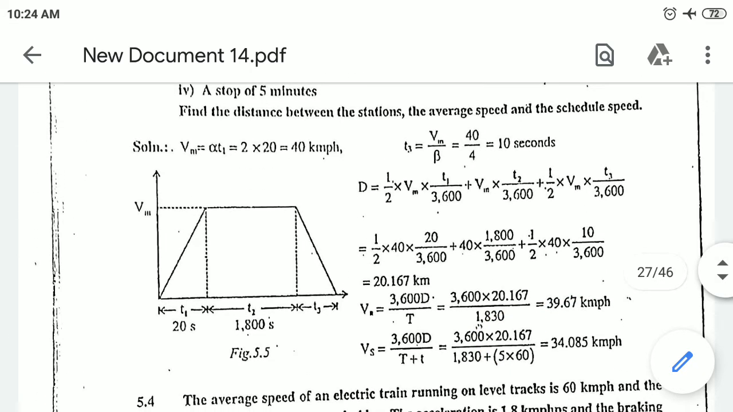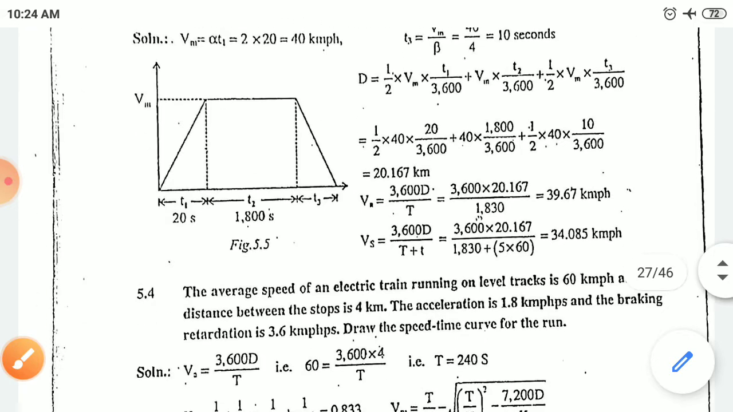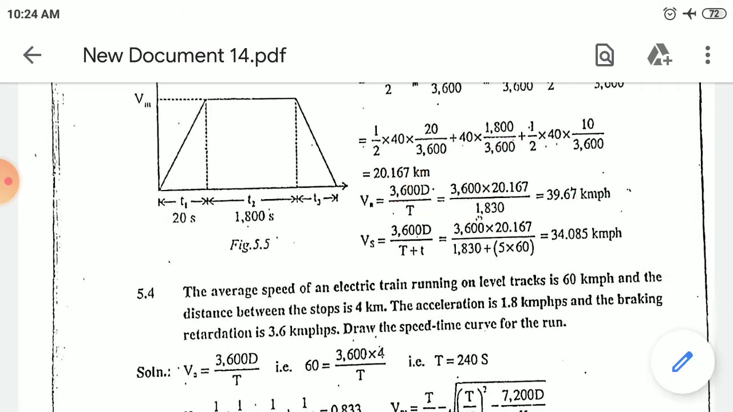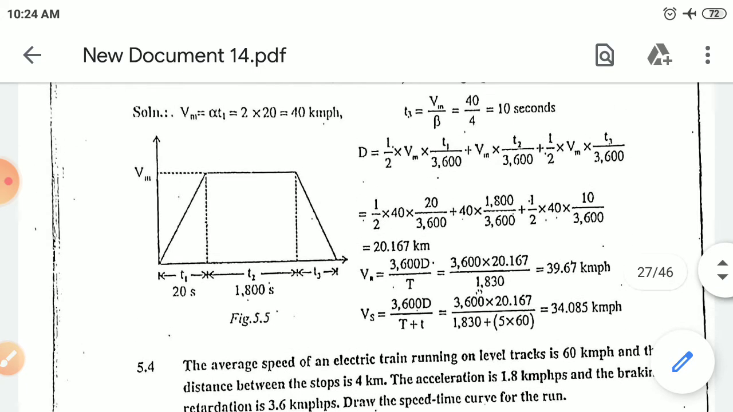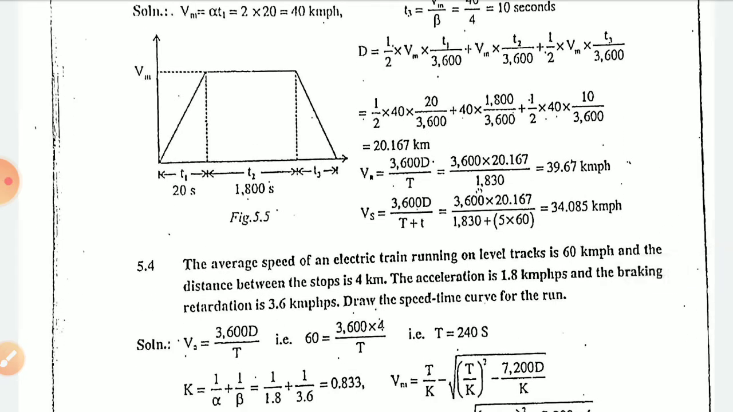So D you calculated from the basic starting equation, and the Va and Vs equations you already know. Just substitute D, T and the other values and you will find Va and Vs. These are very simple problems. You just have to remember the equations related to the derivations. That's about finding the average speed and the scheduled speed.